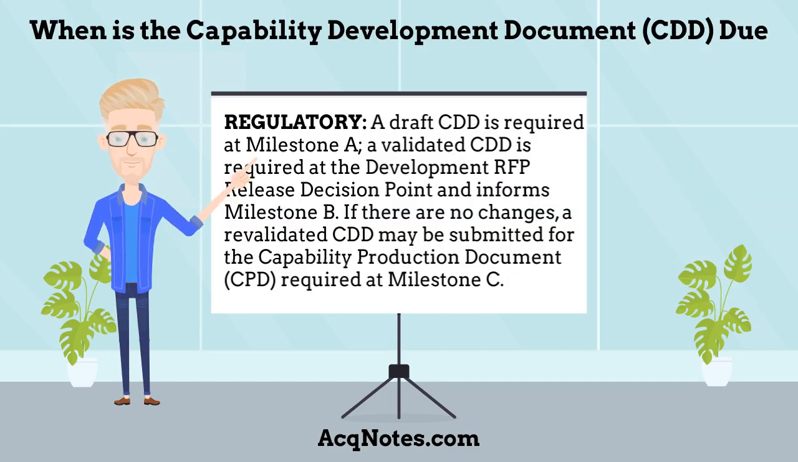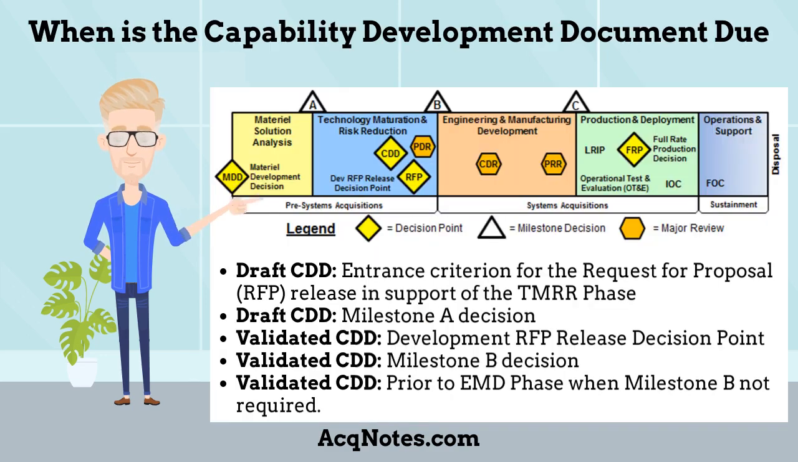When is the Capability Development Document due based upon regulatory guidance? Regulatory, a draft CDD is required at Milestone A, a validated CDD is required at the development RFP release decision point and informs Milestone B. If there are no changes, a revalidated CDD may be submitted for the Capability Production Document required at Milestone C.